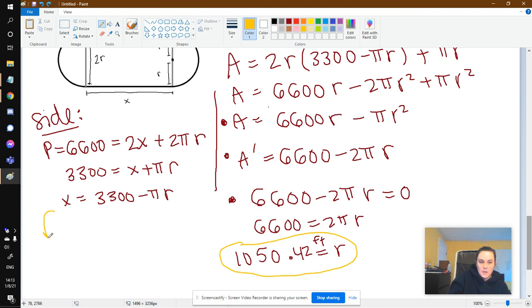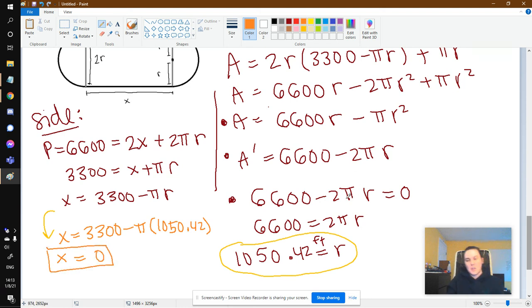So off to the side here, we're going to say, what is x when I plug in 1050.42? And if you do the calculations, you get x equals 0. You say, Miss Johnson, surely that's not right. And I'd say, don't call me Shirley. It is right. When you maximize the area, it turns out that it's just going to be a circle with circumference 6600. Right? The circle is a very efficient use of space. So whenever we're maximizing areas, circles come out a lot and squares come out a lot.